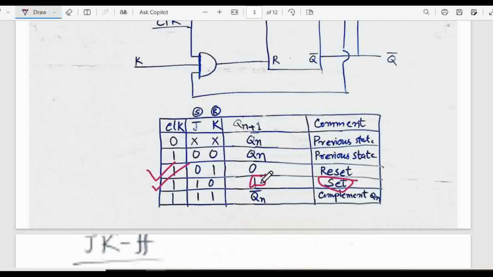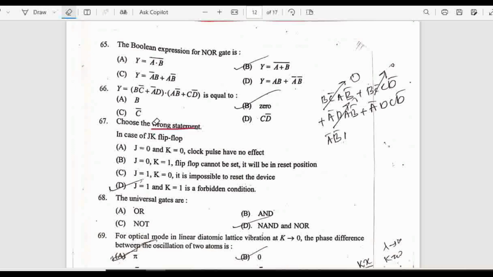You see, j equal to 1, k equal to 1 means this 1 means the clock is on. J equal to 1, k equal to 1 gives Q n bar, the complement of the previous state. But in the question, it is written that this condition will eventually give a forbidden condition, which is a wrong statement. So option D is the wrong statement. That means in the sense of this question, option D is the correct one.